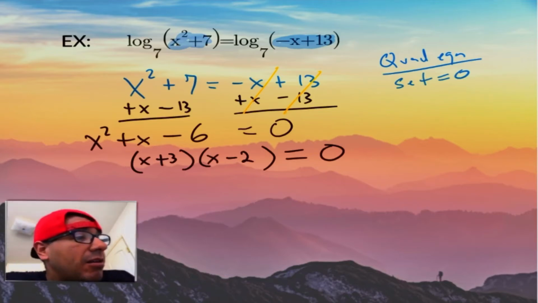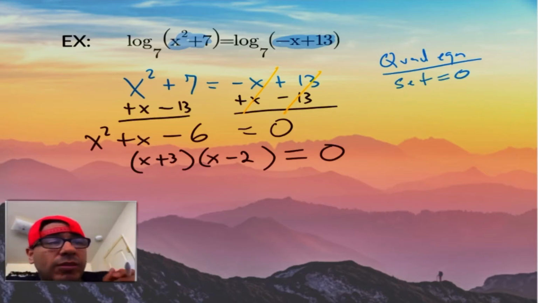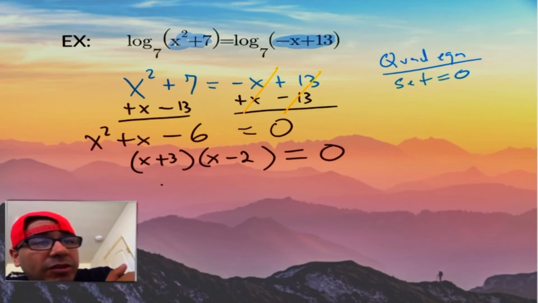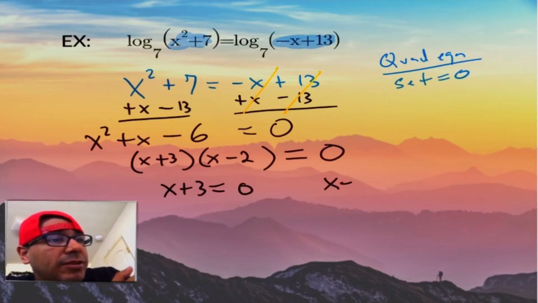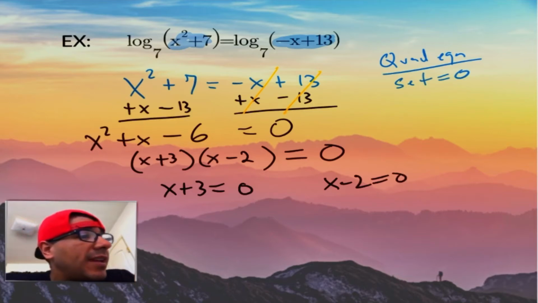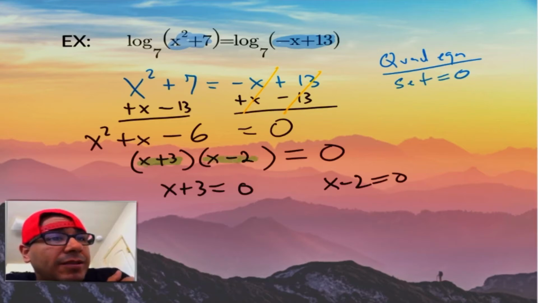So these are our factors, right? Now what do we do with each one of those factors? Well, we should recall that we set each one of those equal to 0 using our zero product property. So we set each one of these factors equal to 0.